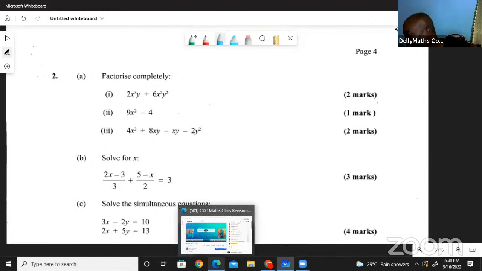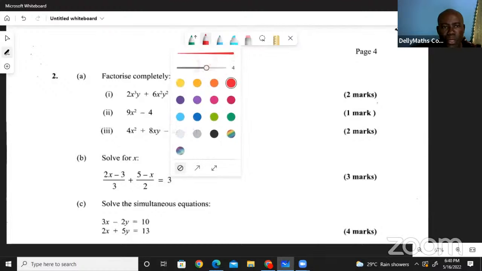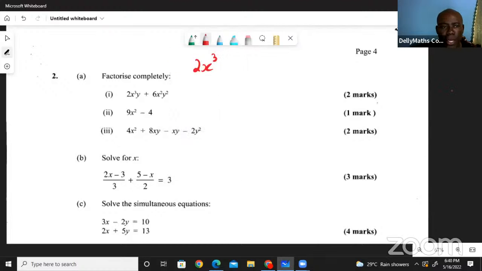All right, so we're going on to factorize. Again, another question pops up that says factorize. Let's look at this one. We're looking at 2x to the third, let me step to number 3, and then we have a y there, and then we have plus 6x squared y squared. So these are what we have. Factorizing, what is good for the number?